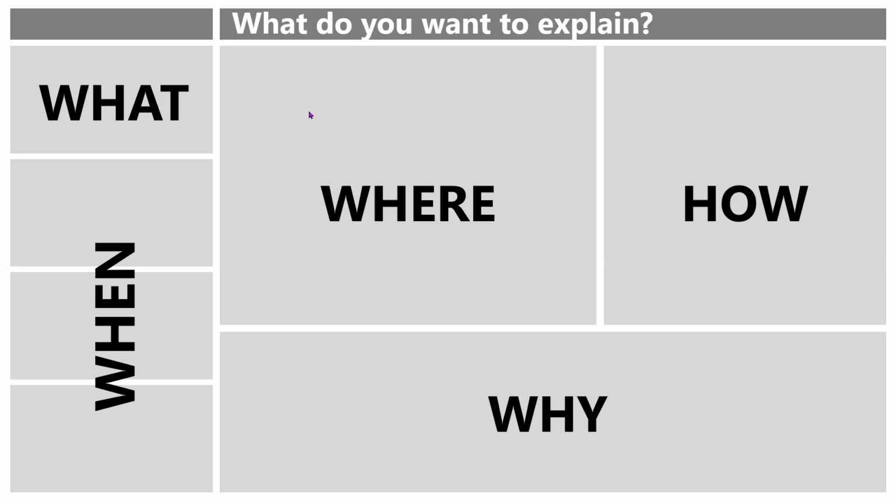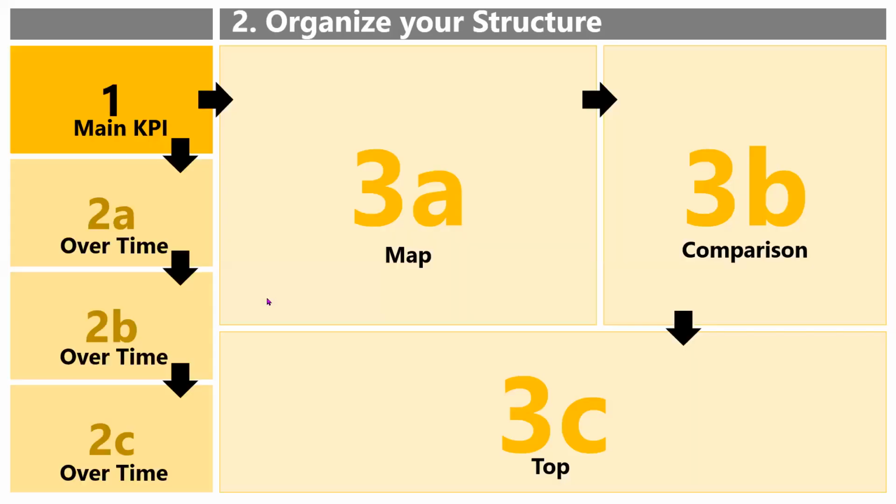So now we have what, where, how, and why. These are the questions you basically want to answer. What we mean is that you need to organize your structure. Maybe you want to put a map somewhere, a comparison, your top customers over time. You need to arrange it and plan. You understand? You need to arrange and plan.